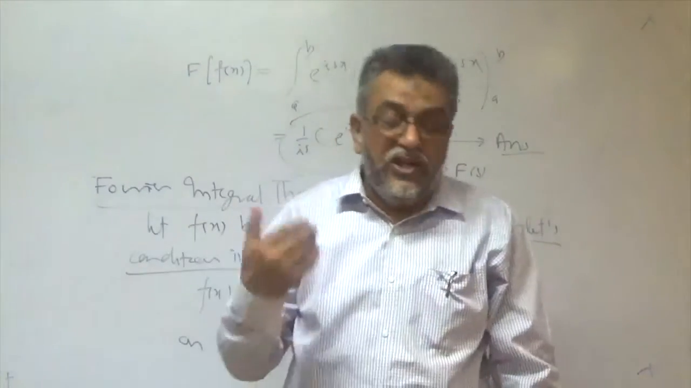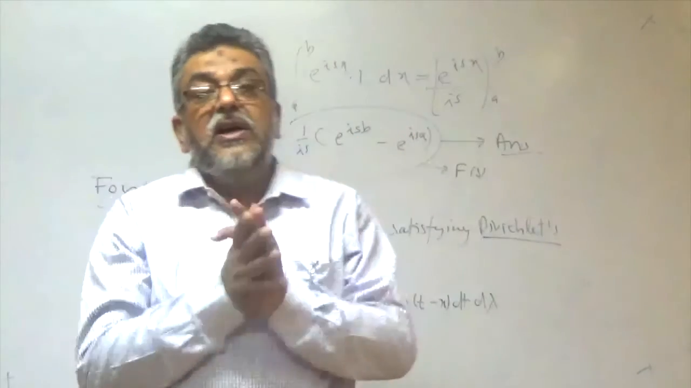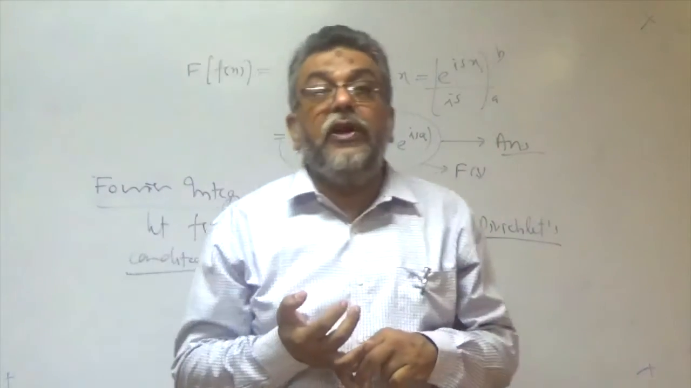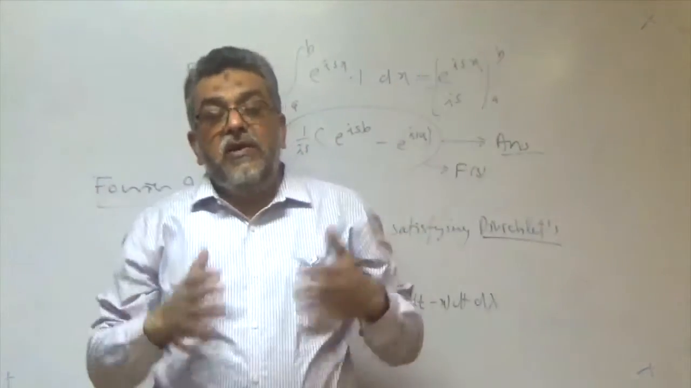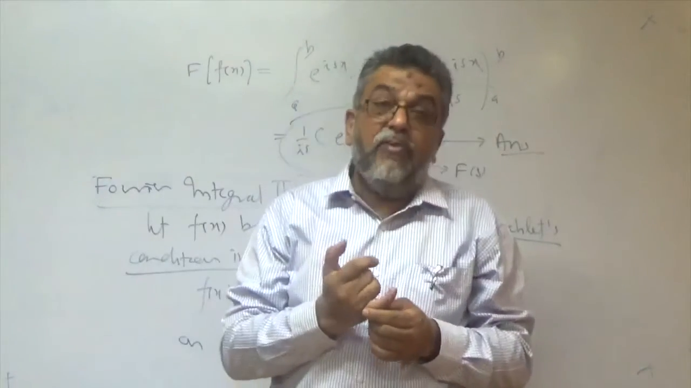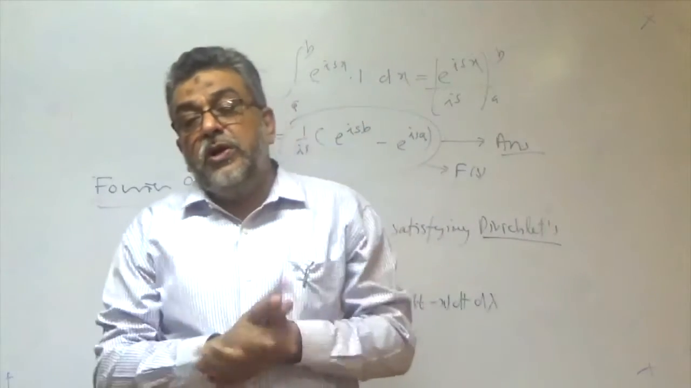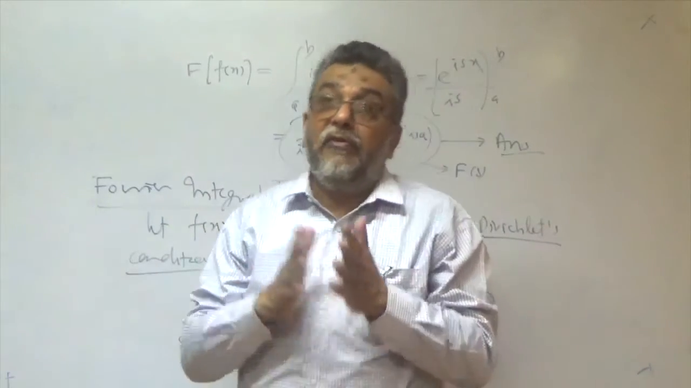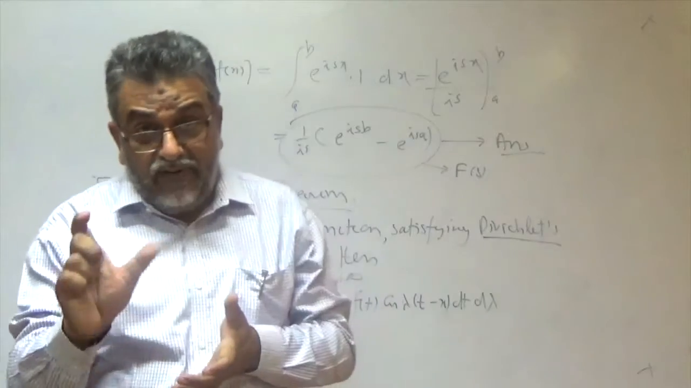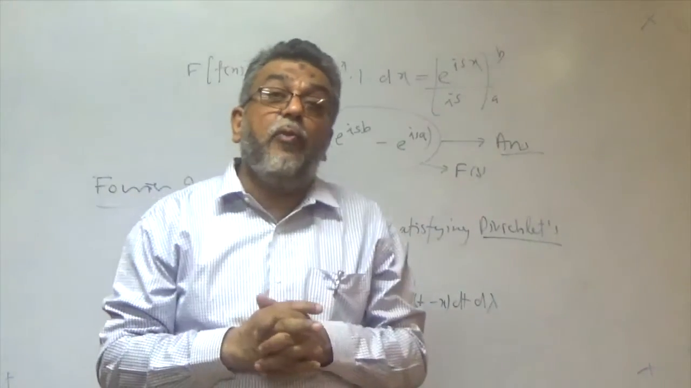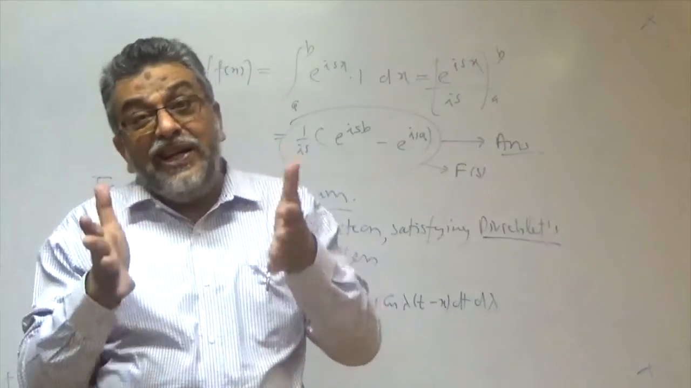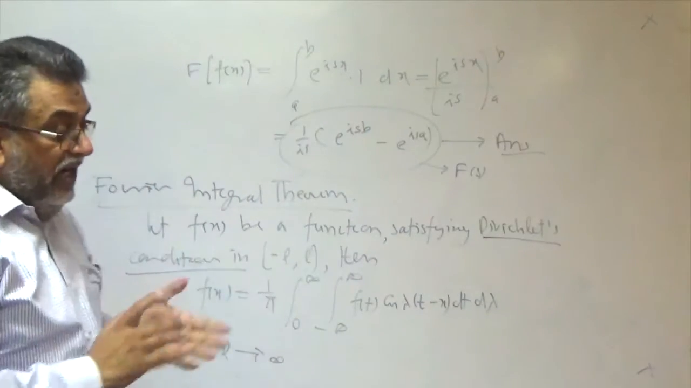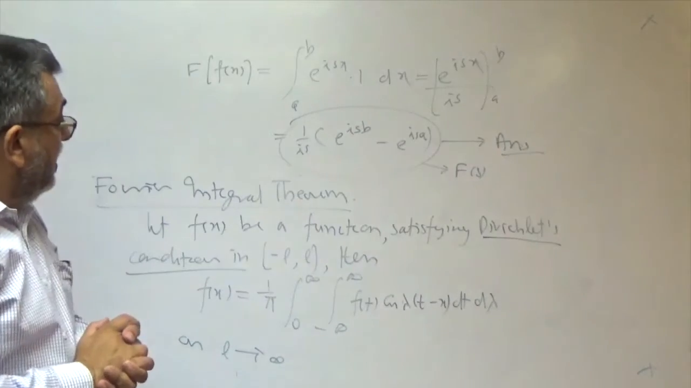Dirichlet's conditions: there are three conditions for any function defined in an interval. One, the function must be periodic in the given interval. Number two, the function must be single valued. Also, the function may be discontinuous, but only a finite number of points of discontinuity exist in the given interval, and also a finite number of points of maxima or minima are attained in the given range. These are Dirichlet's conditions. If these conditions are satisfied, then we get this integral, and this is the Fourier integral theorem.